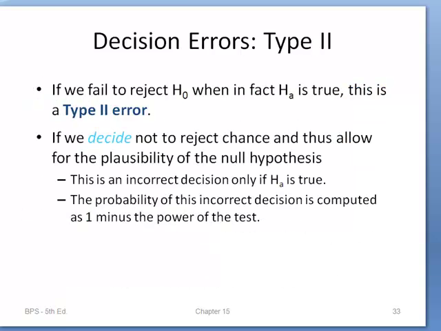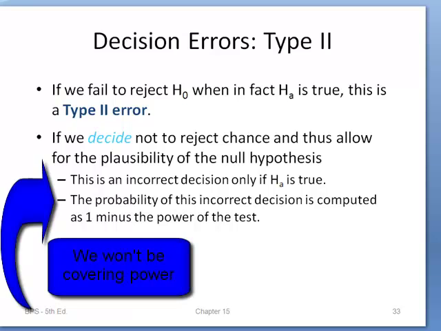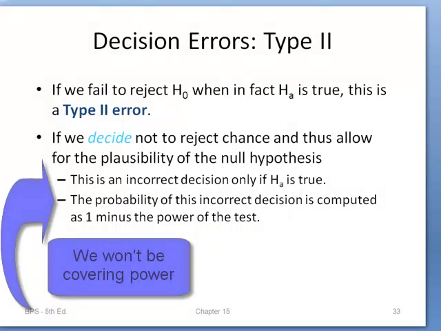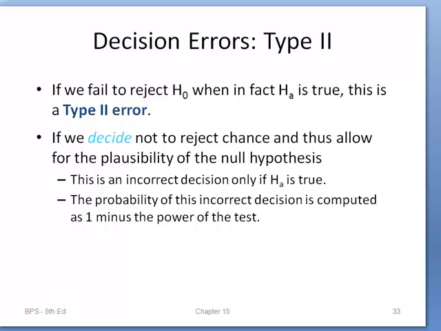If we fail to reject the null hypothesis when in fact the null hypothesis was false, or another way we could say that is that the alternative was true, this is called a type 2 error. Now if we decide not to reject chance and thus allow for the plausibility of that null hypothesis, this is an incorrect decision only if the alternative is true. The probability of this incorrect decision is computed as 1 minus the power of the test.